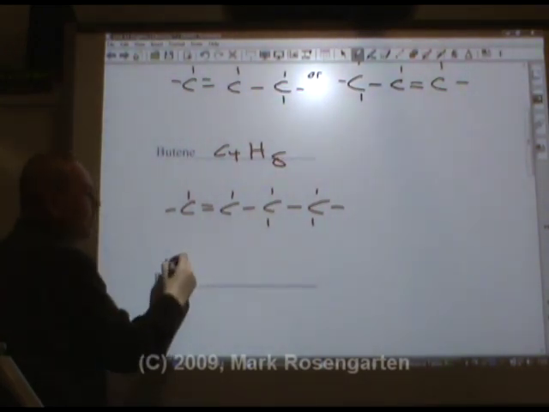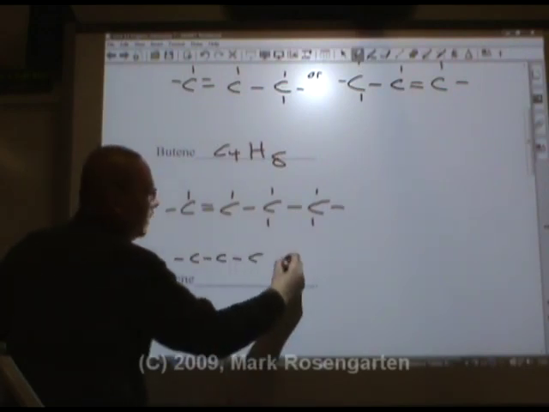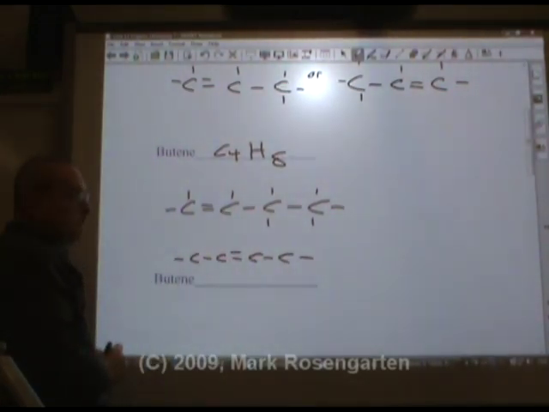But this is also butene. 1, 2, 3, 4. Boom! In the middle.